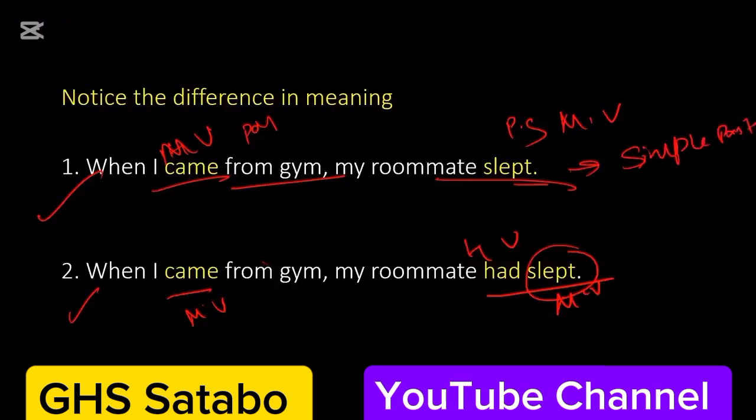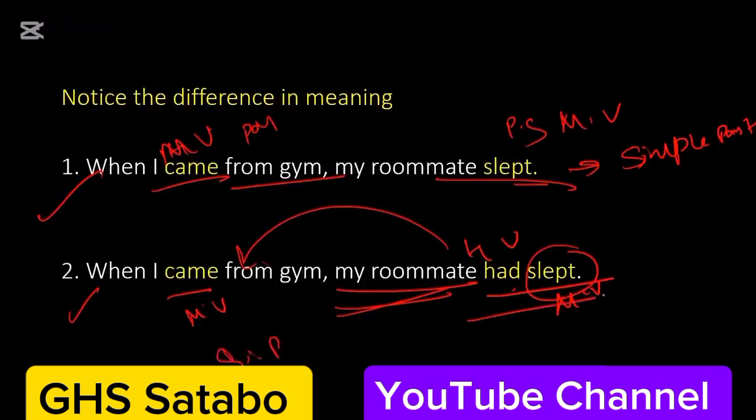In the second case, we are talking about an activity of my roommate sleeping and we are giving a reference of another activity, coming from the gym. So the first part is simple past, but the second part clearly shows past perfect tense.